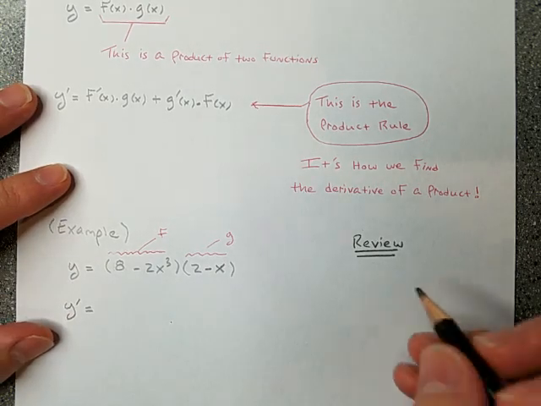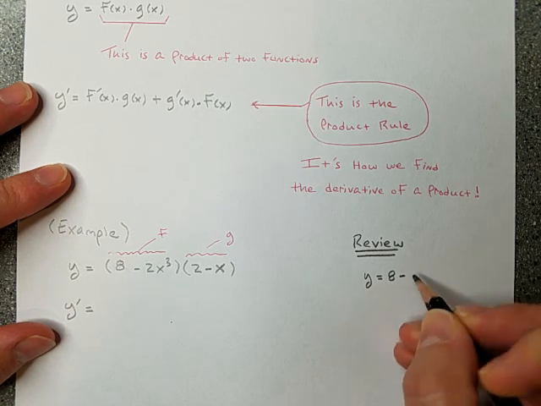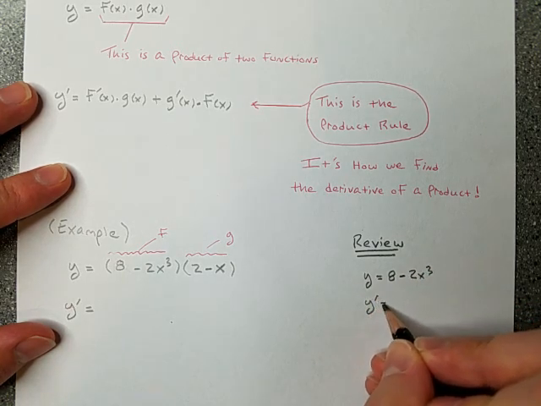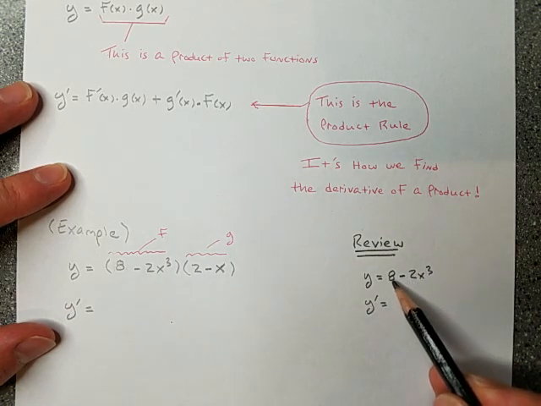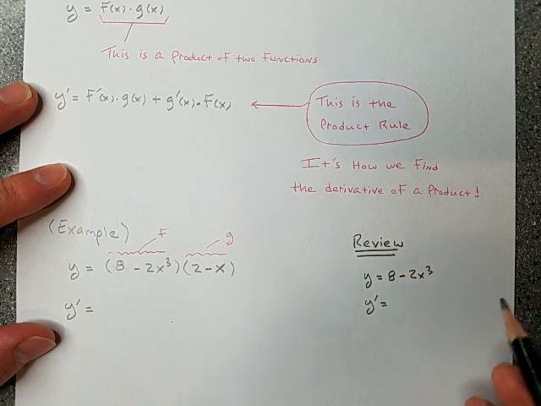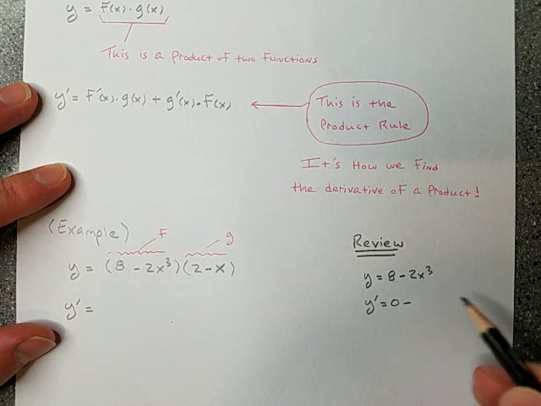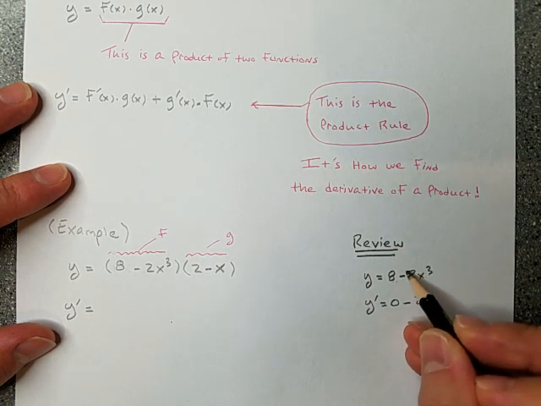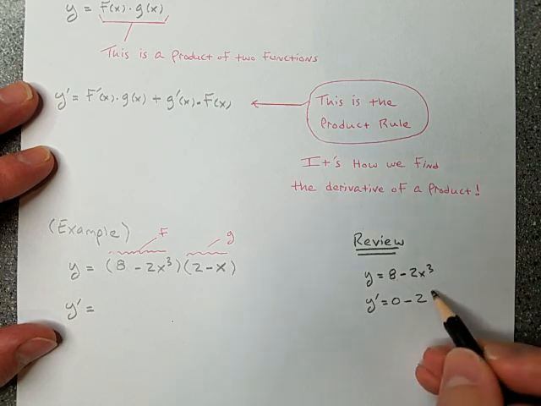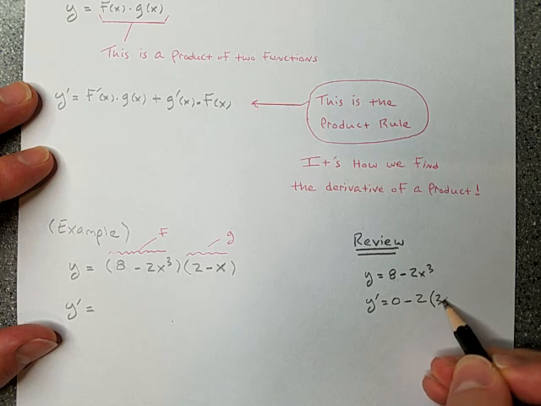But this time I'll say, well, what if y was 8 minus 2x to the third power? What is y prime? Okay, so we take the derivative of each of these individually. We carry down the minus. What's the derivative of 8? That would be 0 because 8's a constant. We carry down the minus. What do we do with that coefficient of 2? Well, the rules of derivatives allow us to carry that down also. And we multiply it by the derivative of x to the third power, which is 3x squared.